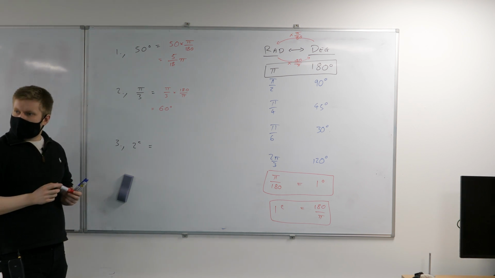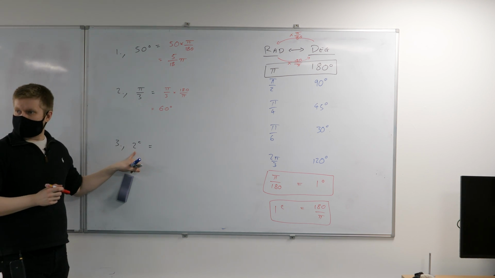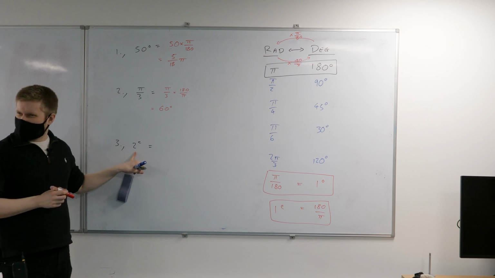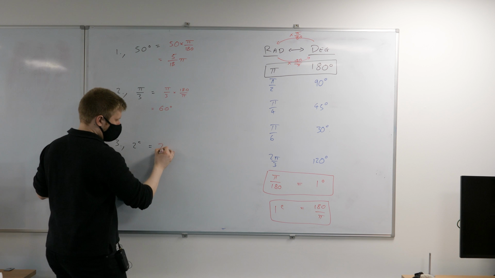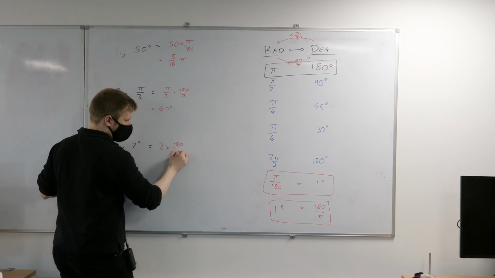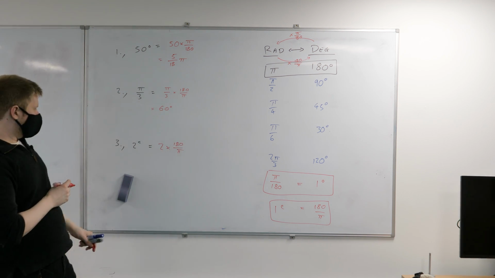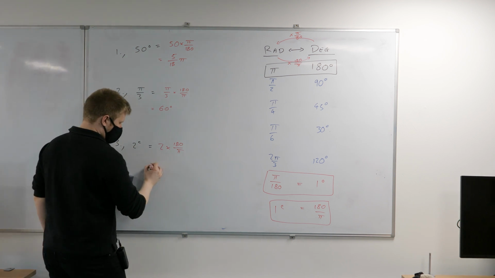And then finally, 2 radians into degrees. What are we going to have to multiply by? 180 over pi. Okay, so that's going to be 360 over pi.